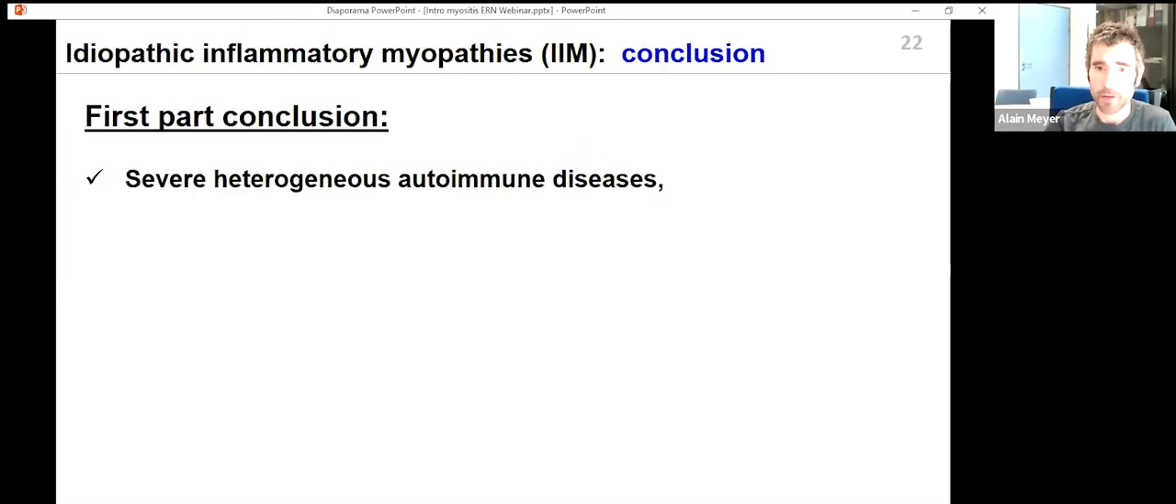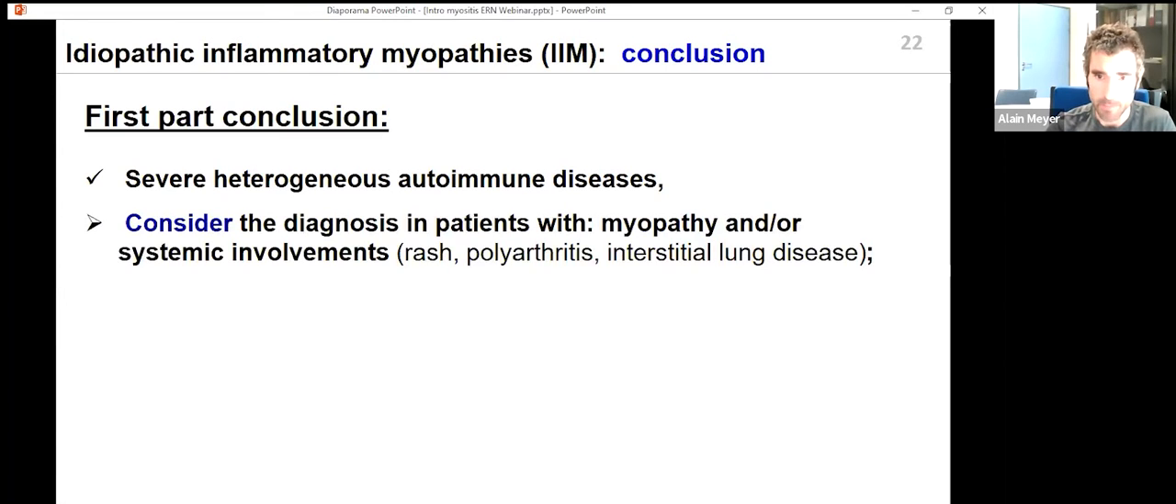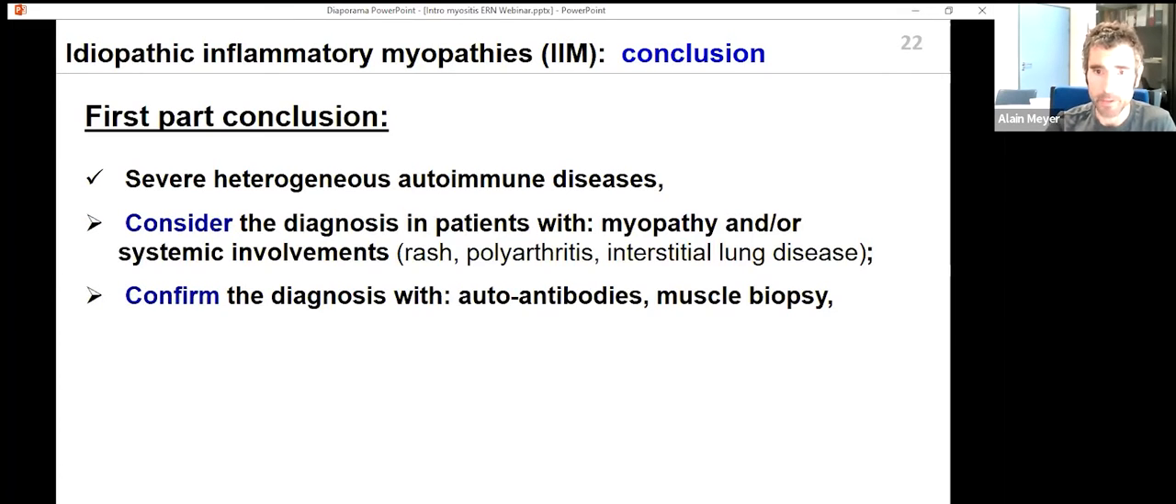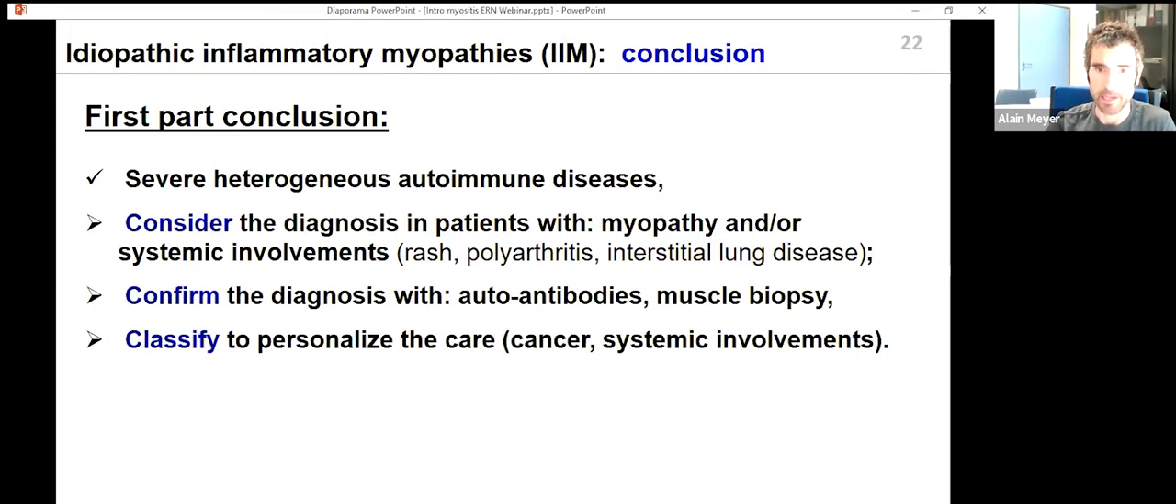As a conclusion of this first part, I hope that I have been able to illustrate that inflammatory myopathies are severe and heterogeneous autoimmune diseases. So let's consider the diagnosis in patients with myopathy, but also with rash, polyarthritis, and interstitial lung disease. Confirm the diagnosis with autoantibodies and/or muscle biopsy, and classify patients in each subgroup to personalize and tailor the care.